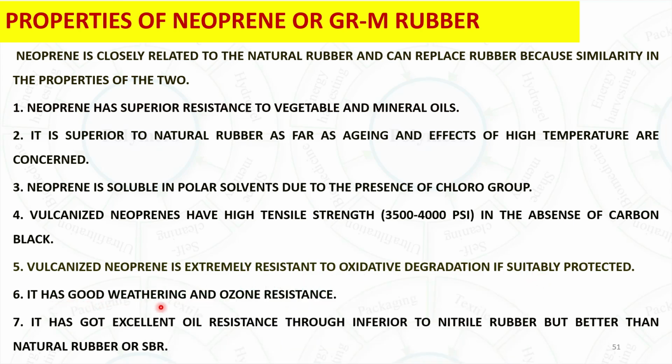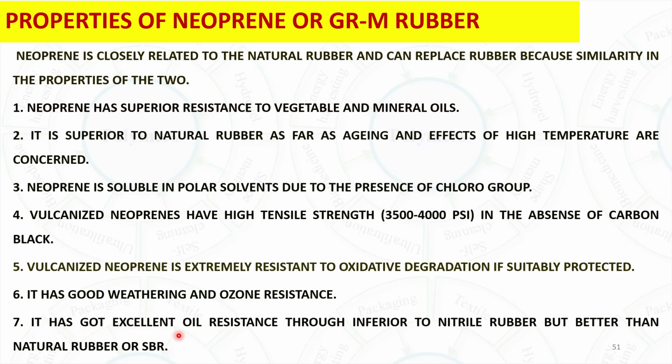Number 6, it has good weathering and ozone resistance. Of course, ozone will not react in this case, whereas in case of Buna S rubber, it would be readily attacked by the ozone environment. But in case of neoprene rubber, that ozone actually will not affect this rubber. Okay, so it has good weathering properties, and in the ozone environment as well.